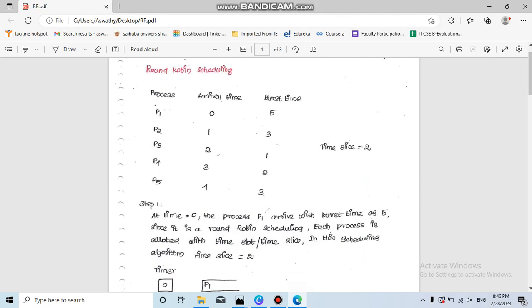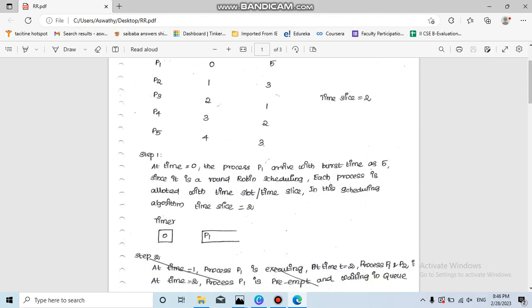The process executes only for this particular time slot, and if the process needs more than the specific time slot, it will be preempted and wait inside the queue. For example, here P1 enters the queue and has to run for 2 milliseconds. Here we allotted the time slice as 2.